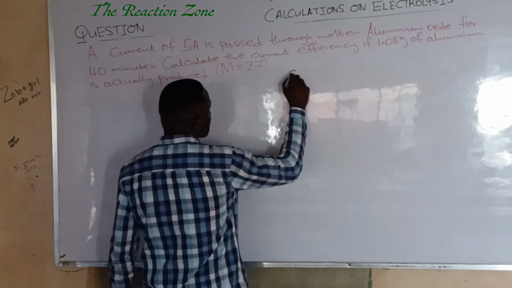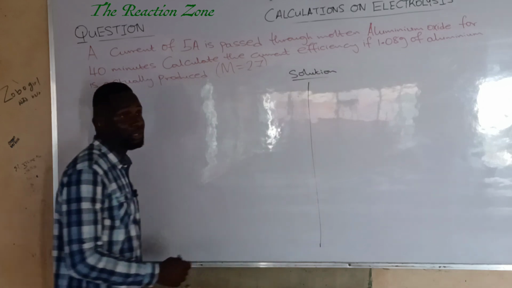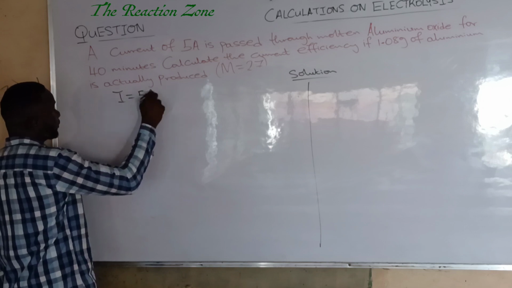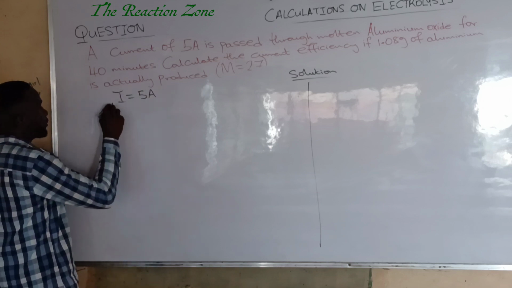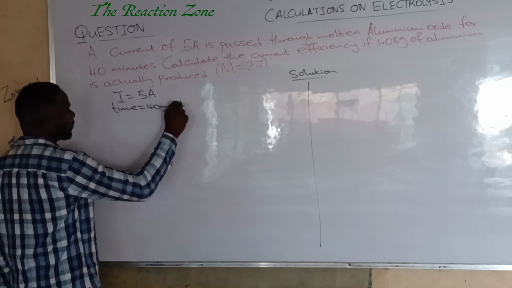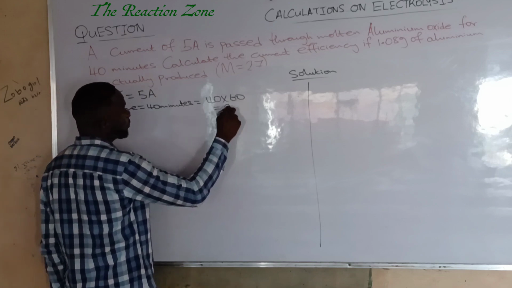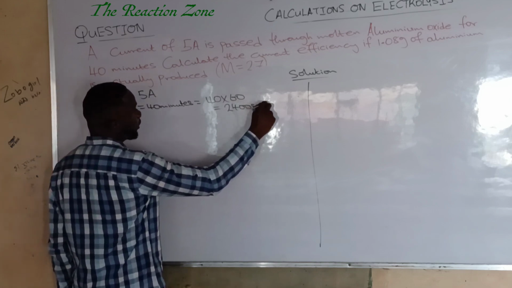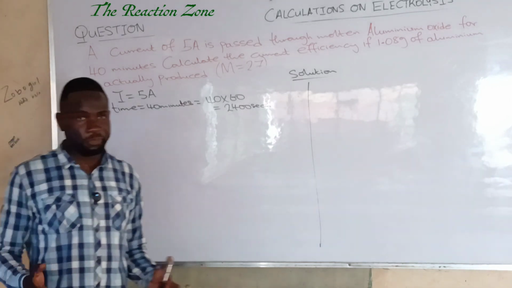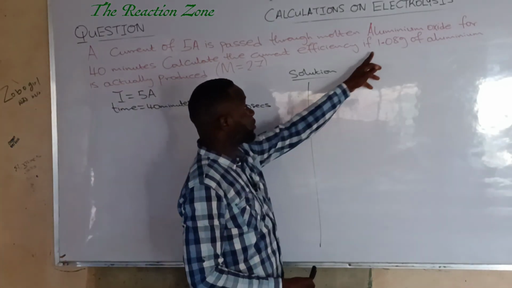Now, to solve this particular question, we'll start by itemizing the parameters that we're given. Current is 5 amperes, and the time is 40 minutes, which is 40 times 60 to convert to seconds, and this will give us 2,400 seconds. The question is telling us to find the current efficiency, and we're given the mass of aluminium that is produced to be 1.08 grams.